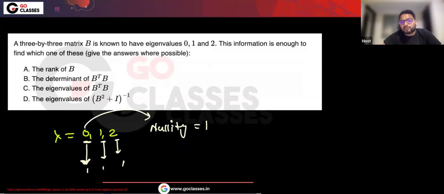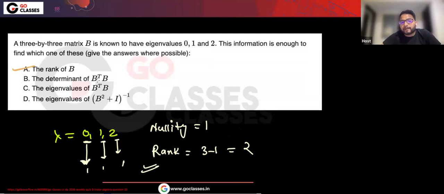Nullity is one, which means rank you can find out, which is 3 minus 1, which is 2, because 3 is the number of columns. It is a 3 cross 3 matrix. So basically, rank you can find out. There is no problem in rank. They are saying which of the following you can find out. Rank you can find out.